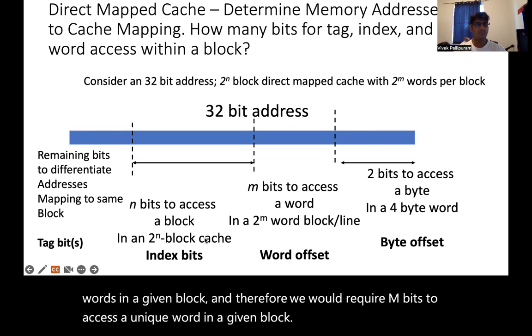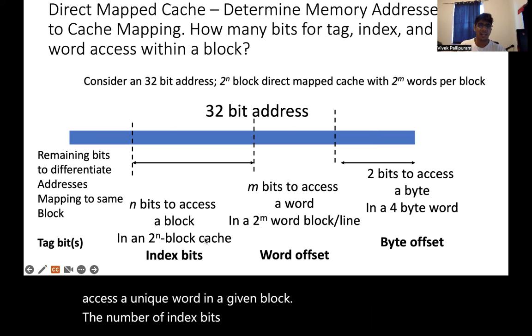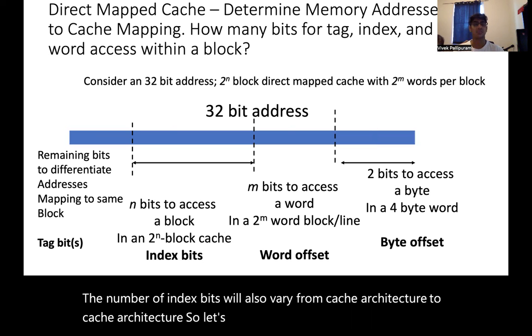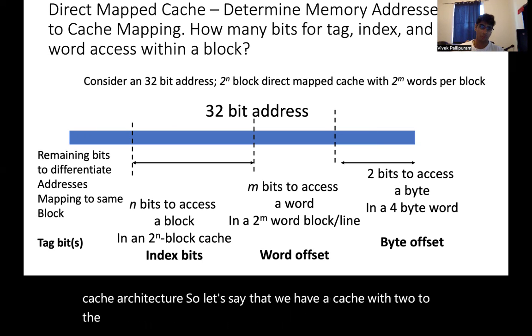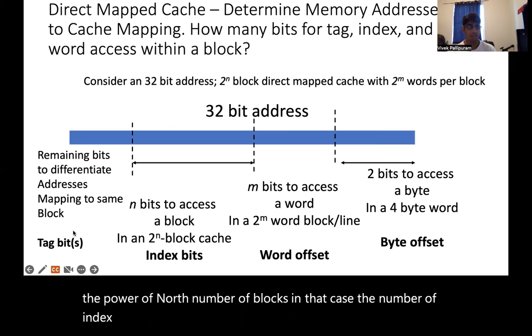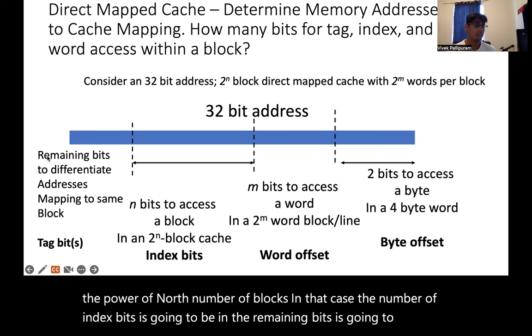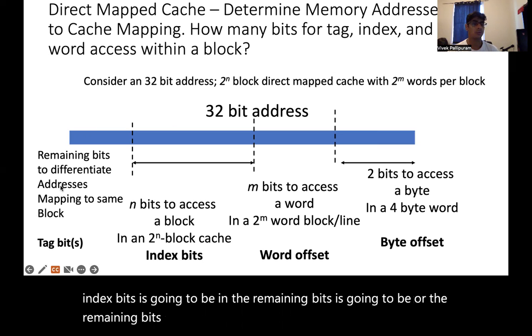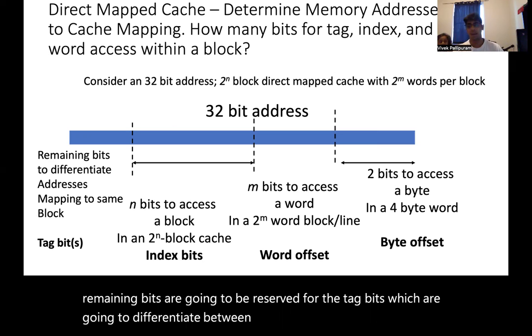The number of index bits will also vary from cache architecture to cache architecture. So let's say that we have a cache with 2 to the power of n number of blocks. In that case, the number of index bits is going to be n. The remaining bits are going to be reserved for the tag bits, which are going to differentiate between memory addresses that map to the same block.